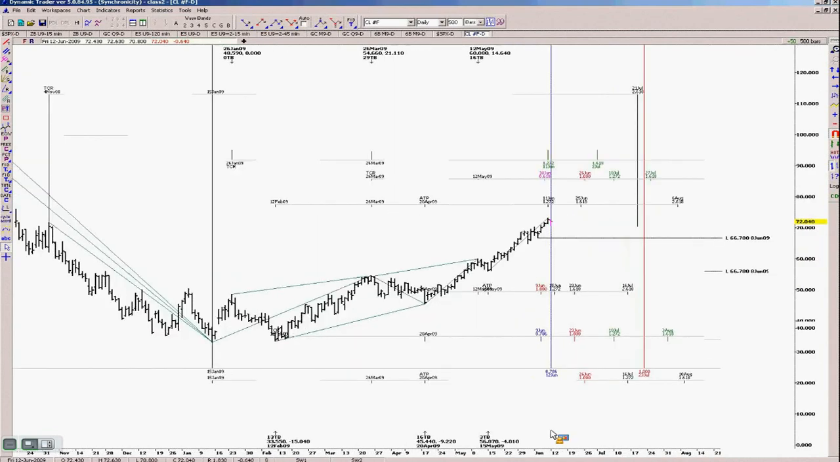Okay? Now, somebody's asking me a question: do I give more power to my price clusters or time clusters?